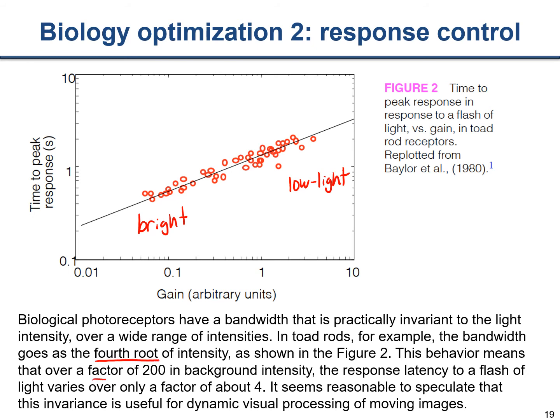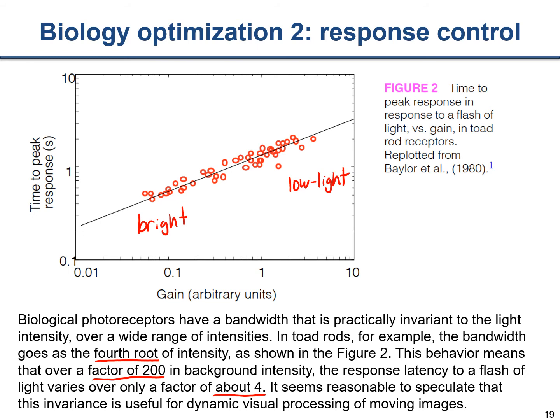So this means that over a factor of 200 in background intensity, the response latency to a flash of light varies by only about a factor of 4. So this is also actually a nice feature. It means that if we're looking at a moving image and we're trying to spot, I don't know, a black panther or something in the jungle, because we obviously don't want to get eaten by the panther, then our eyes will be able to see this dark motion moving relatively well in response to an overall bright scene.